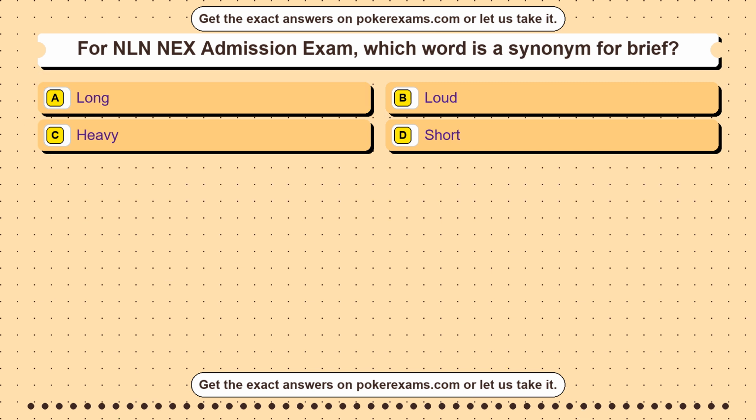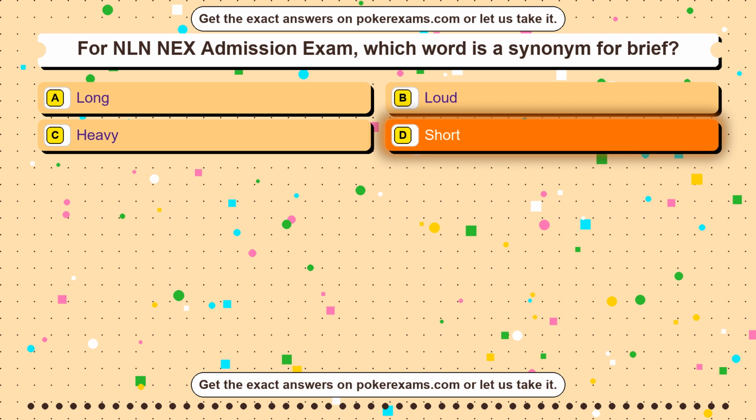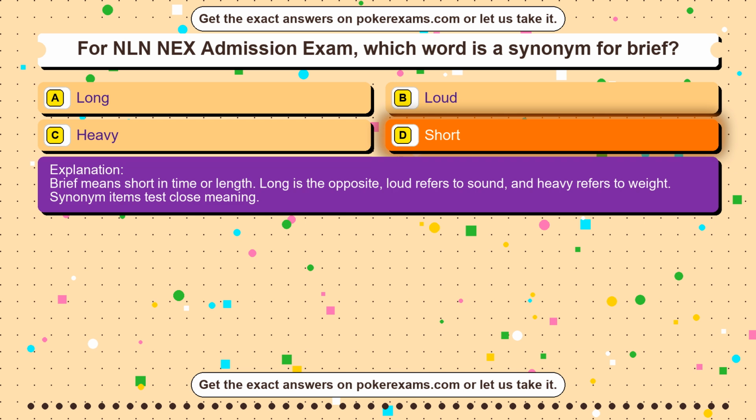Question 42. On the NLN NEX Admission Exam, which word is a synonym for brief? Option A, long. Option B, loud. Option C, heavy. Option D, short. The correct answer is option D, short. Brief means short in time or length.